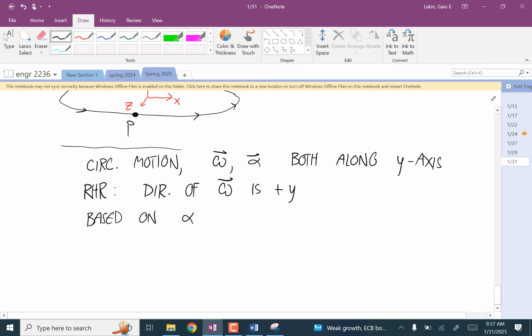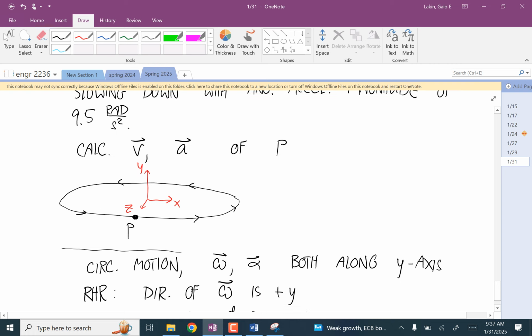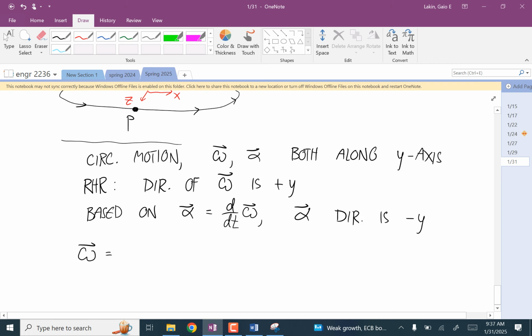Based on the fact that alpha is the time derivative of omega, the alpha direction is negative y. So now we can put this stuff together. Omega is 2.5 in the positive y direction.